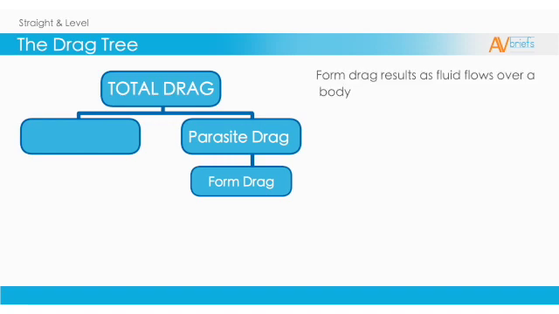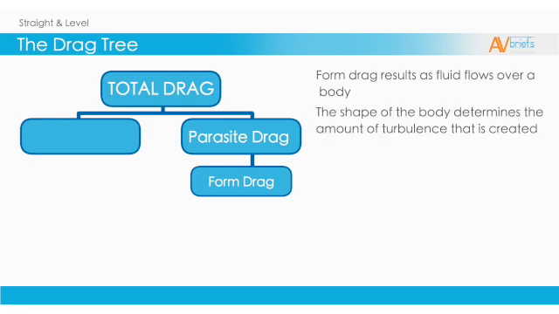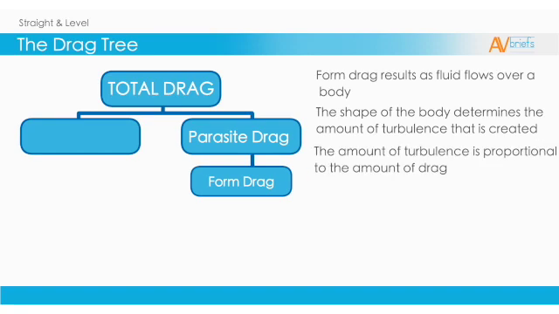Form drag results as fluid flows over a body. The shape of the body determines the amount of turbulence that is created. The amount of turbulence is proportional to the amount of drag. So from this, we can see that turbulence is drag and vice versa.